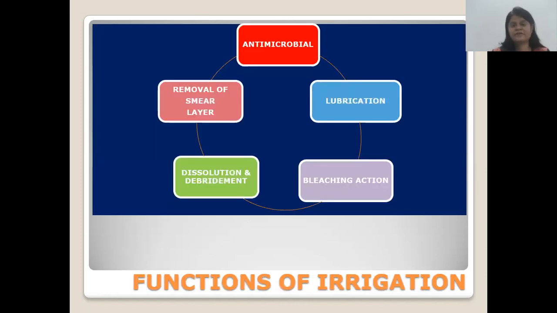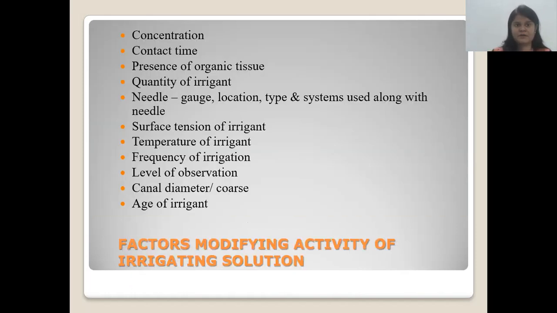So these are the five cardinal functions of an irrigating solution, which are considered to be important, so that it should provide an ultimate final clean root canal. First, it should have antimicrobial activity, lubrication to allow ease of cleaning and shaping, and bleaching action, then dissolution and debridement, and removal of smear layer.